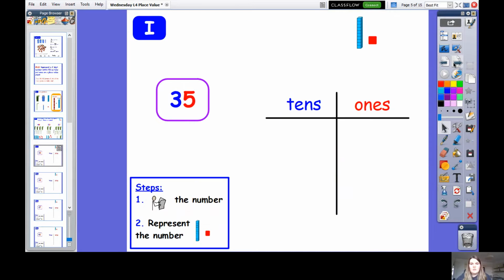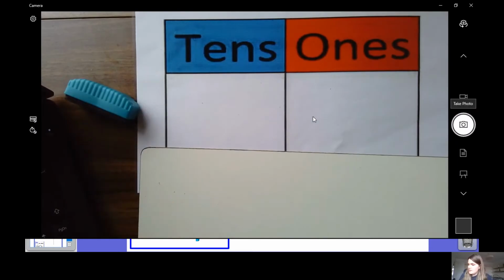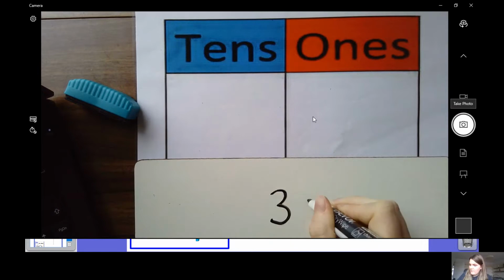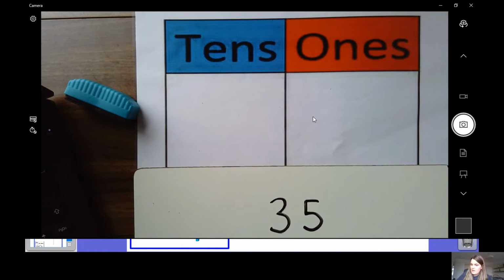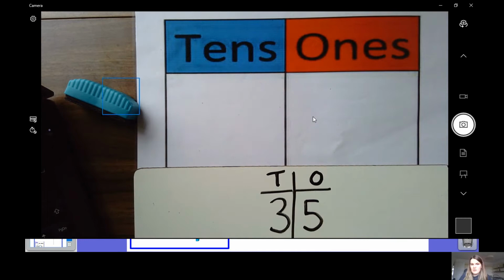So I'm going to use my place value chart now. The first thing I need to do is read the number. My number says 35. Okay, so my number is 35. I'm going to write that down. My number is 35. Now, if I'm looking at my 10s and 1s grid, I know that 30 is in my 10s and 5 is in my 1s.